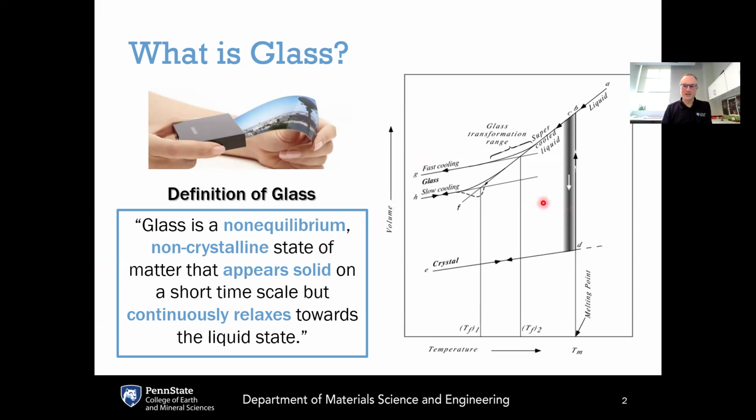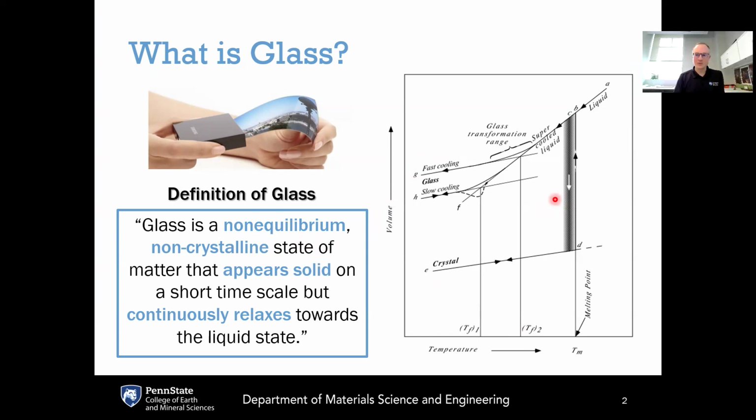So turning our attention now to this volume temperature diagram, this is the single most important diagram in the field of glass science, because this volume temperature diagram encapsulates what it means to be a glass, where glasses come from, and how glasses are different from other states of matter. So let's walk through this step by step to try to understand why.